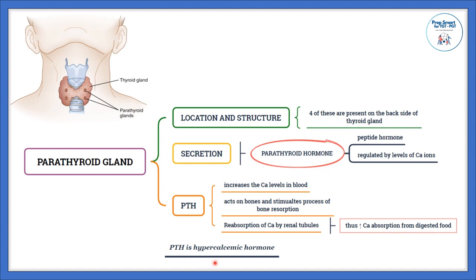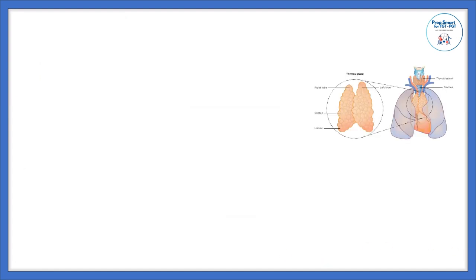PTH को हम hypercalcemic hormone भी कहते हैं, because it increases the blood calcium levels, इसीलिए इसे हम hypercalcemic hormone कहते हैं. Next gland is thymus.